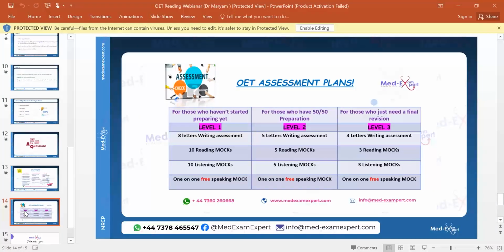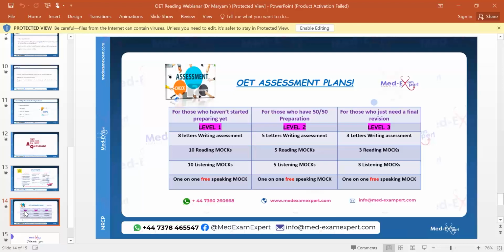So now you all are seeing that there are OET assessment plans, and there are 3 levels. Level 1 is for those students who are not prepared well, who have to start from zero. So there will be 8 letter writing assessments, 10 reading mocks, and 10 listening mocks for those, and one-on-one free speaking mock along with the whole course. So this will be for level 1.